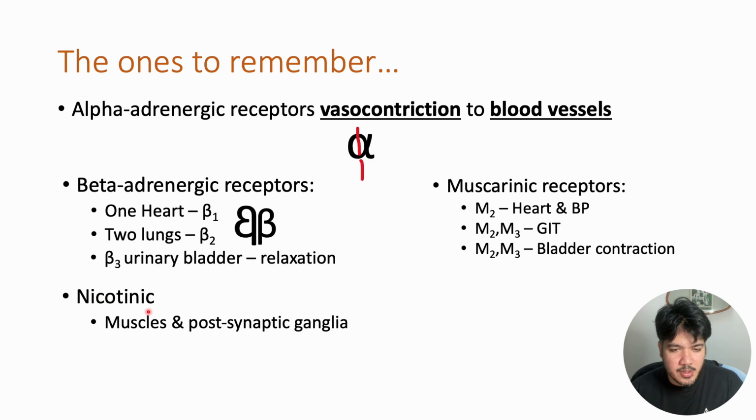So the nicotinic receptors, just remember they're found in your muscles, as well as the ganglion between your pre and postganglionic fibers. And for the most part, muscarinic receptors are either M2 or M3, and they're found again in your heart, gastrointestinal tract, and your bladder.